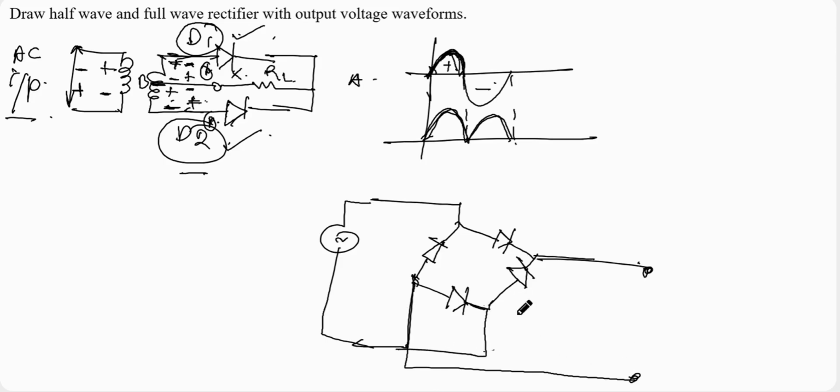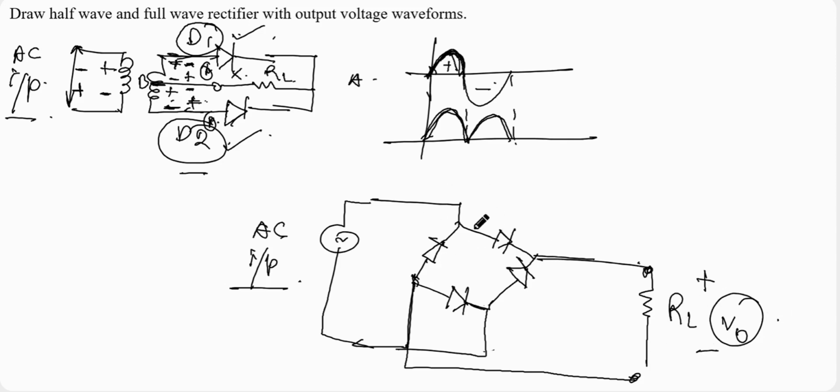So this is the circuit diagram of a bridge rectifier. This is the AC input power supply. Across this is the load resistance RL, from which we will be taking our output voltage. And these are the 4 diodes which are connected: diode 1, diode 2, diode 3, diode 4.